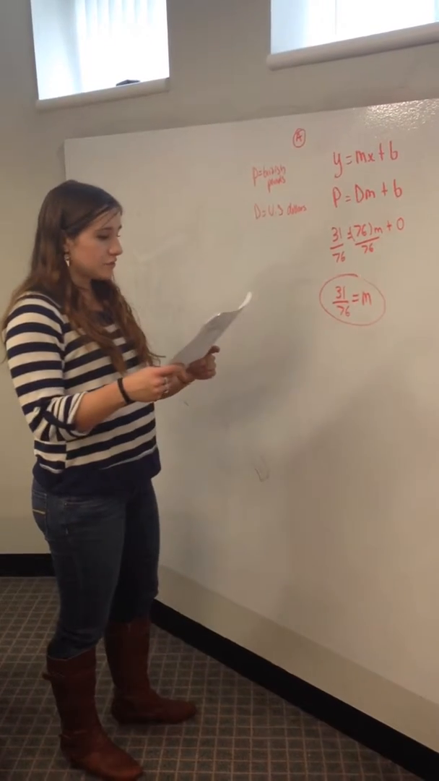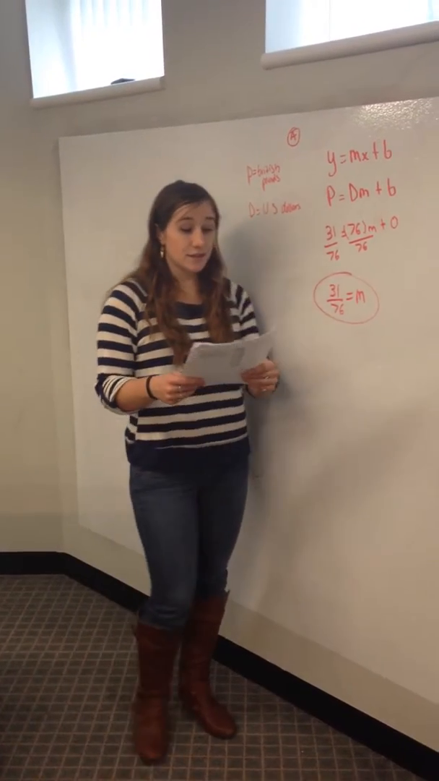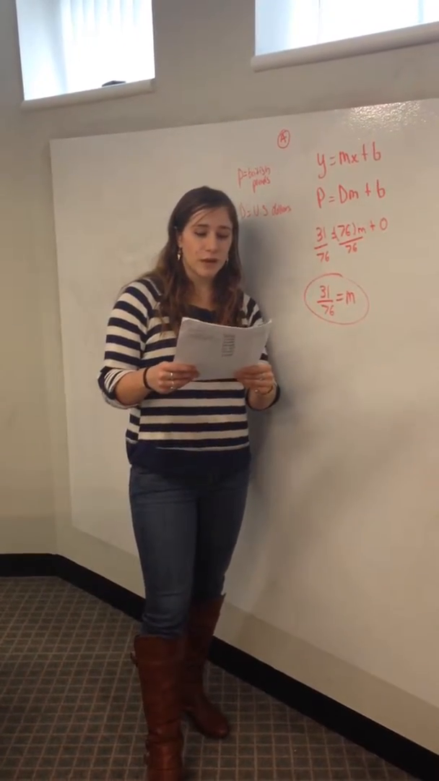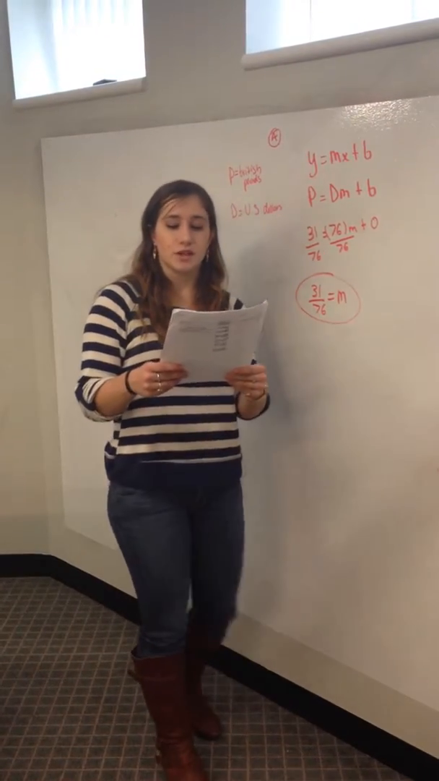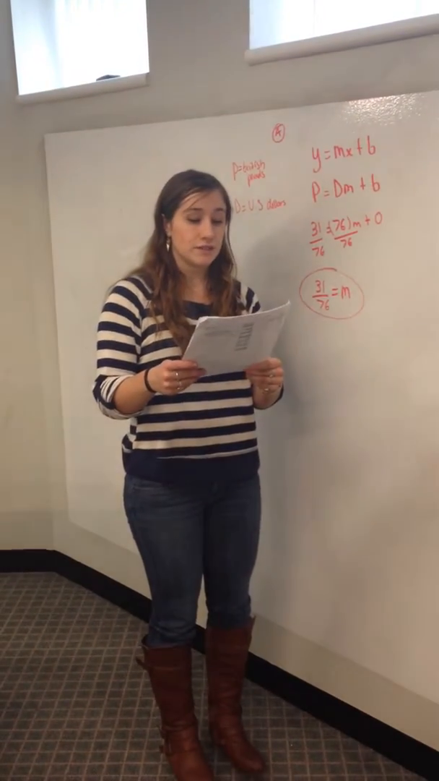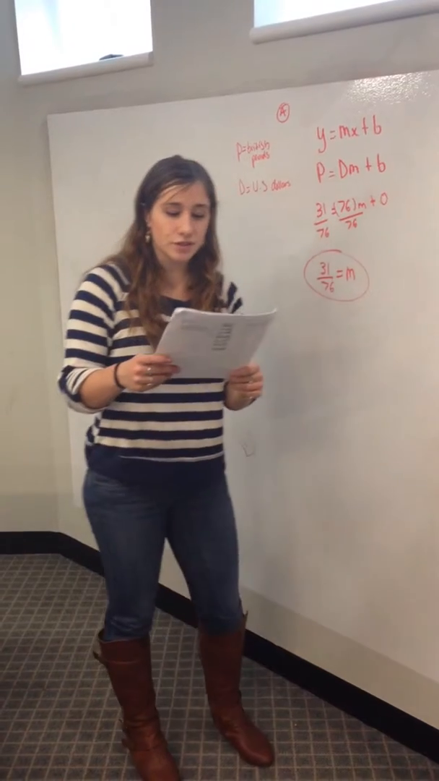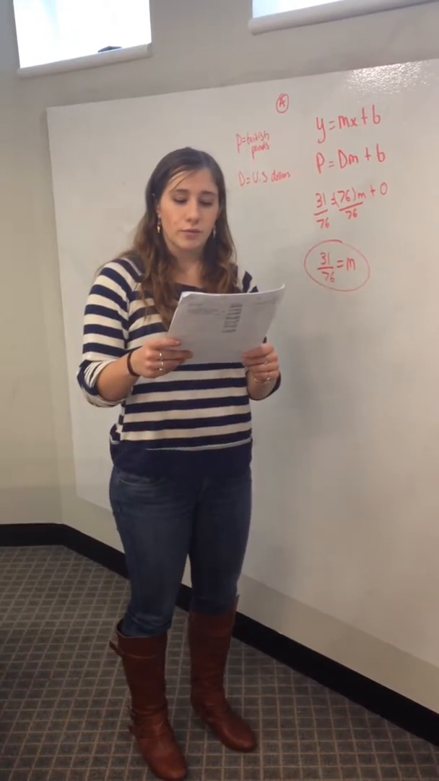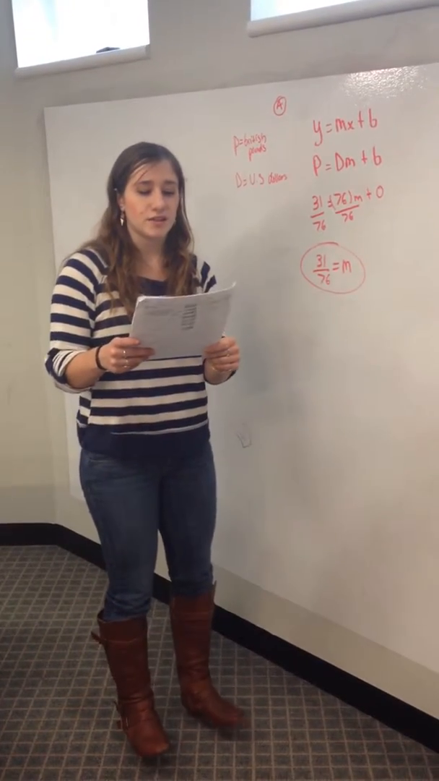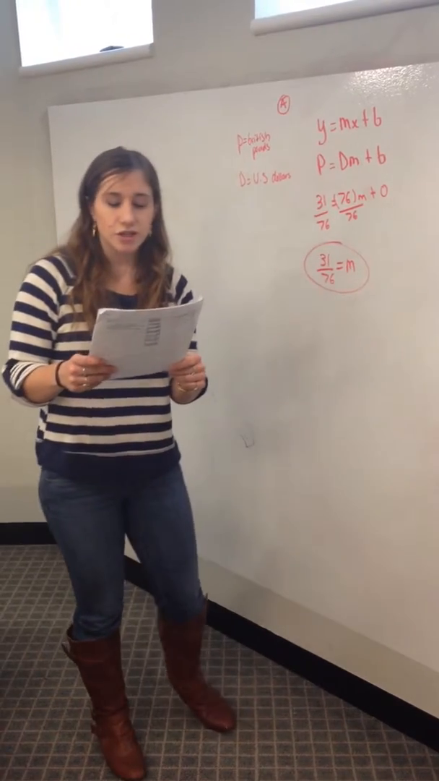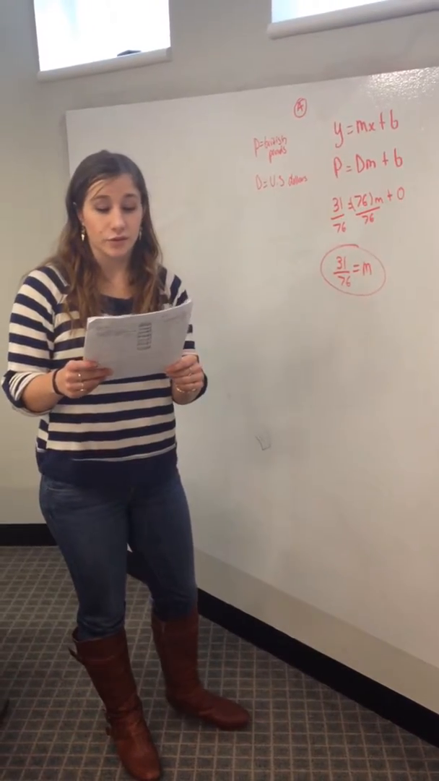So this is for question 5, and the question says, the number P of British pounds you can get from a bank is a linear function of the number D of US dollars you pay. An American tourist arrived in Heathrow Airport, went to a banking window, and gave the teller 76 US dollars. She received 31 British pounds in return.